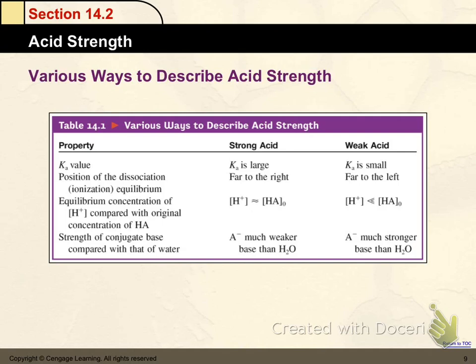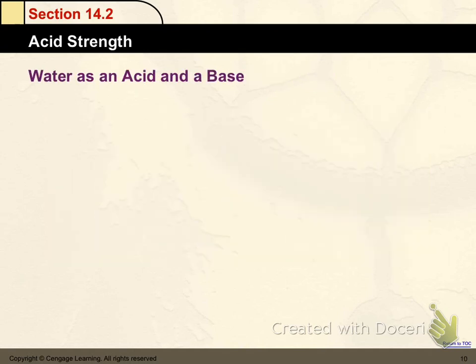Equilibrium concentration of hydrogen compared to HA. You see what we've got there. If it's really, really small, it's a weak acid. And the strength of a conjugate base compared with that of water. If the conjugate base is much weaker than water, then you have a strong acid, and vice versa. So please, put that table into your notes.